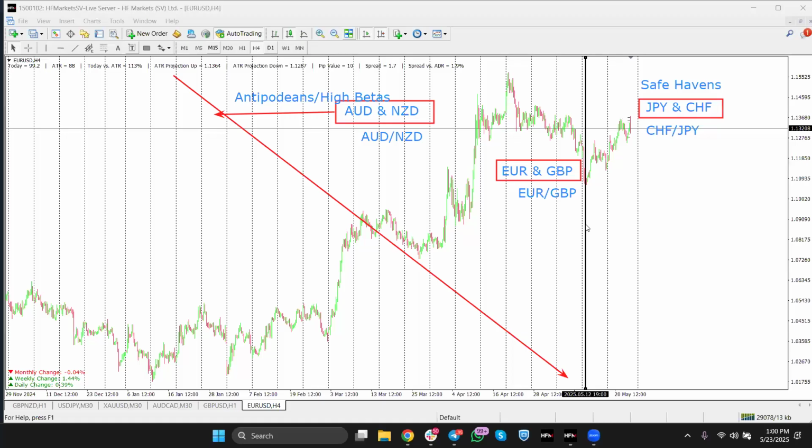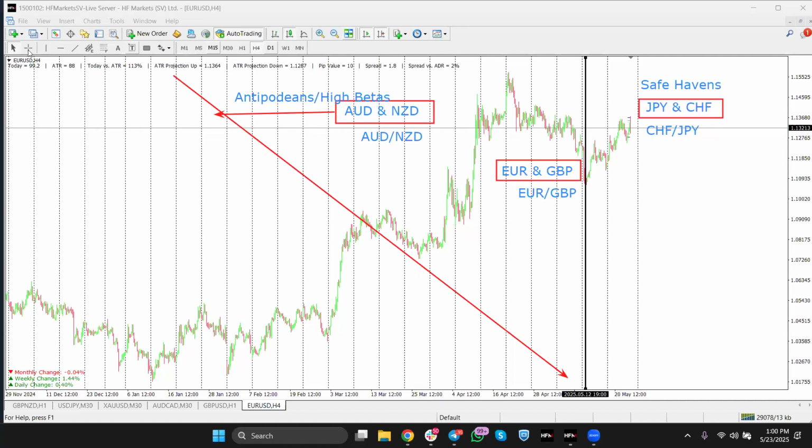You can read the story. I don't really want to go into that right now, but yeah, for euro and pounds, no common name really. They just said European bloc or something. I don't think I want to go on with that. Now you see, the name antipodeans, the name high betas, the name safe havens came from sentiment.